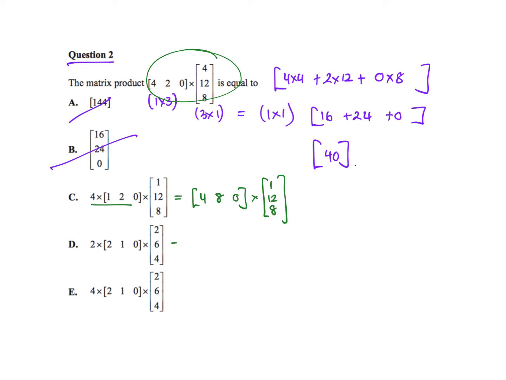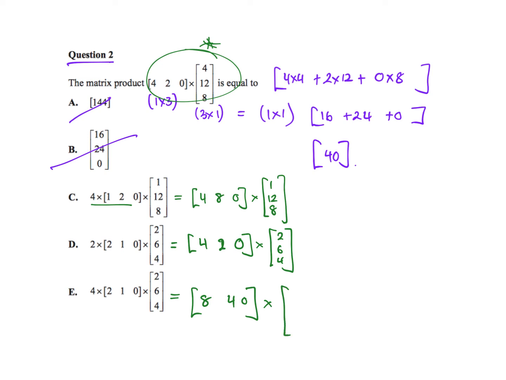If we do this next one, if I just do the scalar, I'd have 4, 2, and 0, and I'd be timesing it by 2, 6, and 4. That already looks different to up here, so I'm not going to say that's it. And then the last one, we'd have 8, 4, and 0, multiplying by 2, 6, and 4. So let's go check what that one produces.